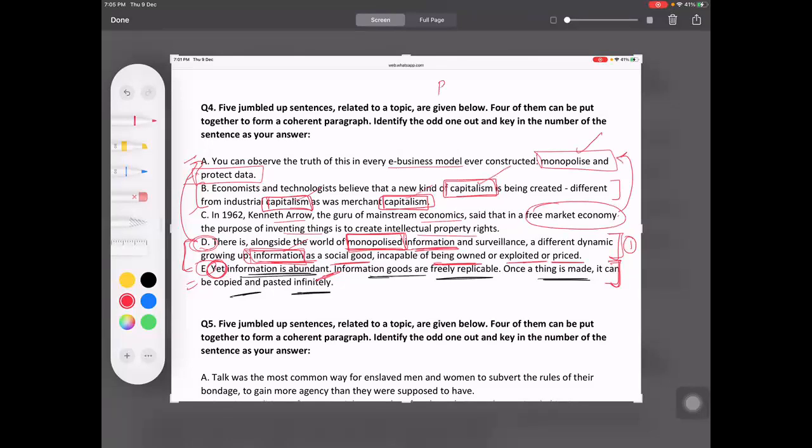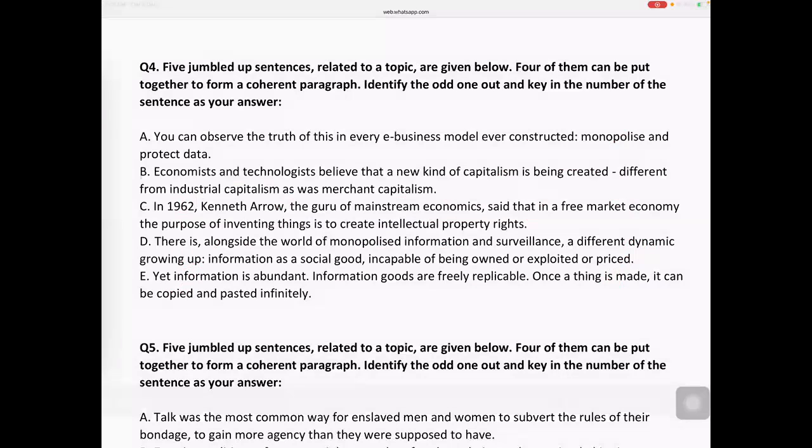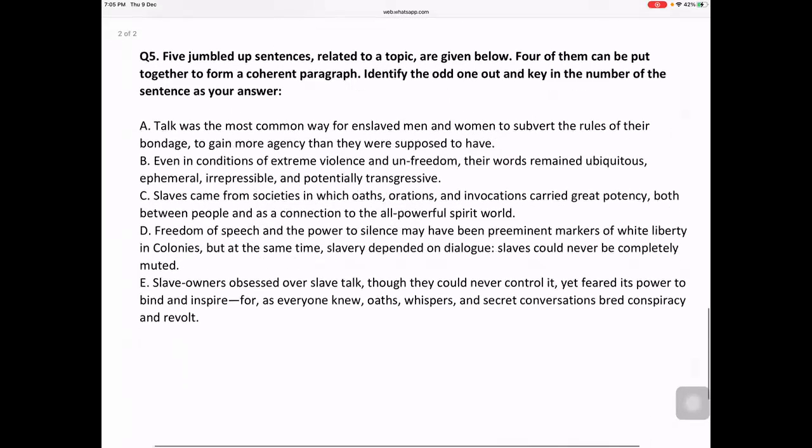So the answer will be B in this case. Got it? Because E is related to D and C has a link with A, right? Free market economy. So ultimately they all are interrelated. Now got it, Shreya? Yes, ma'am. Okay, try the last one.